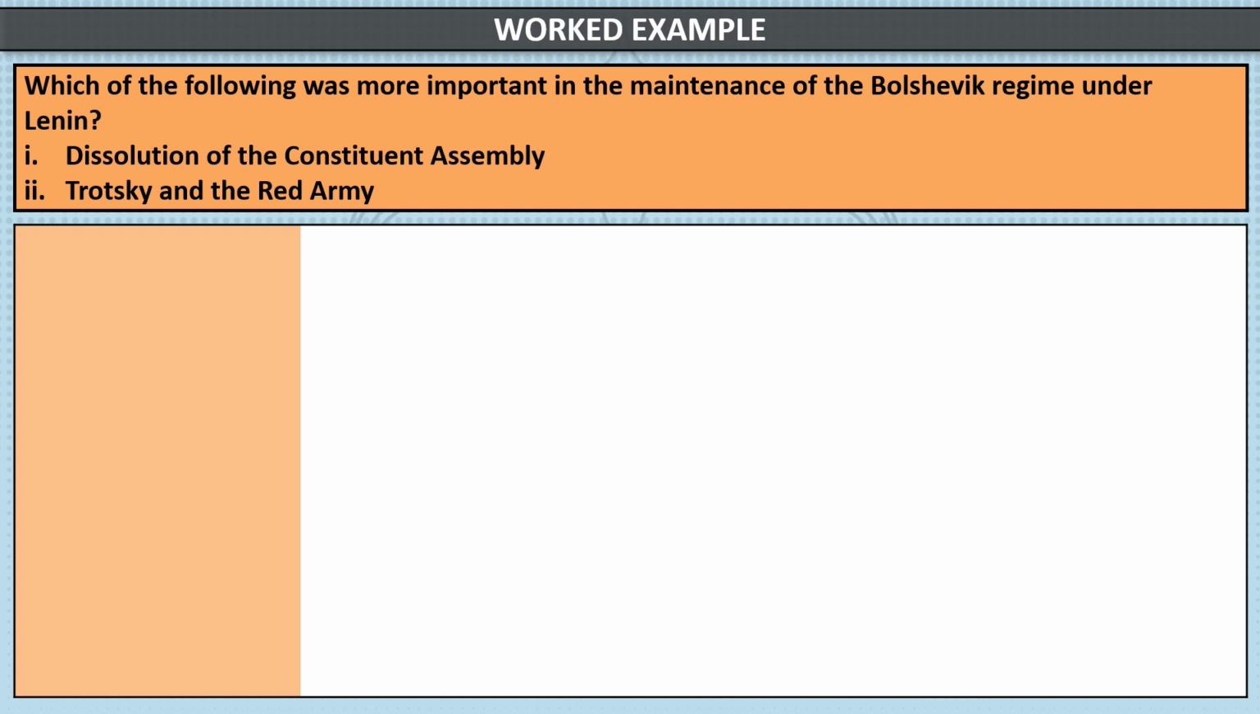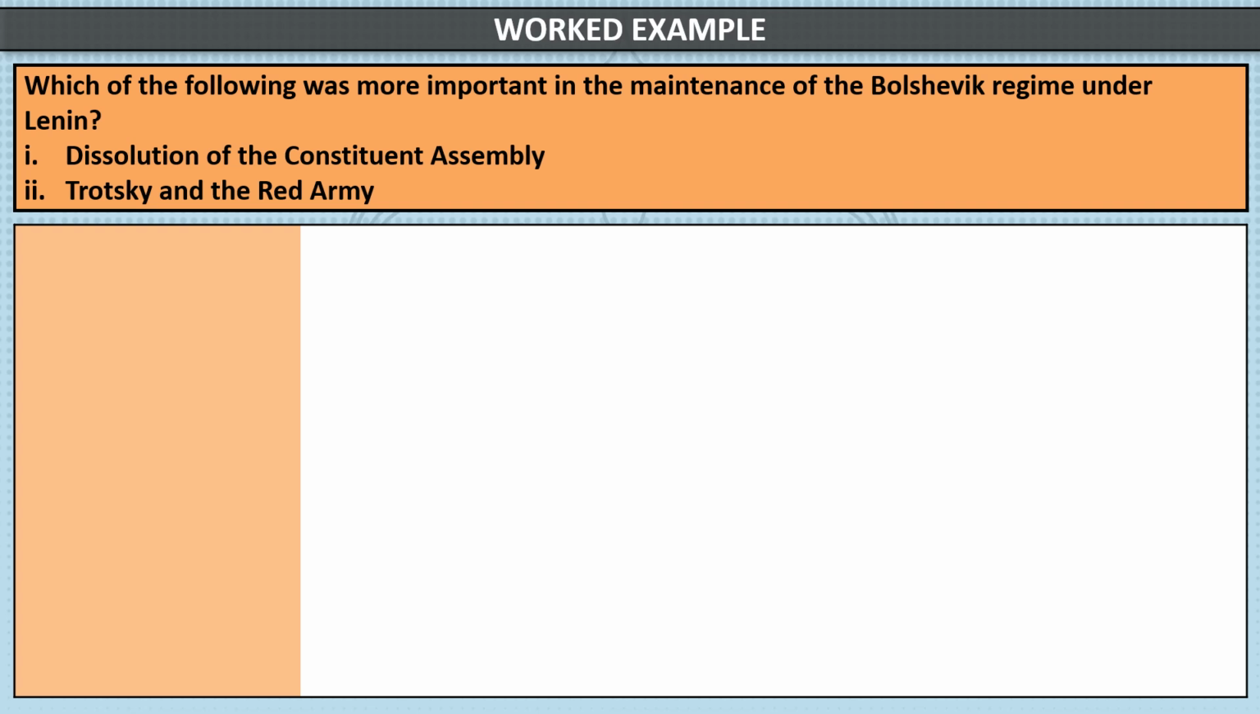Let's look next at a worked example. This one is about causes, as we're being asked to evaluate 2 reasons why the Bolshevik regime survived. Note, we've also got a time frame here, as the question says under Lenin, which suggests that our cut-off point is 1924, when Lenin died.